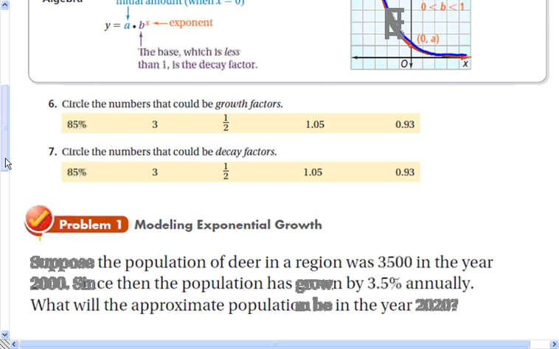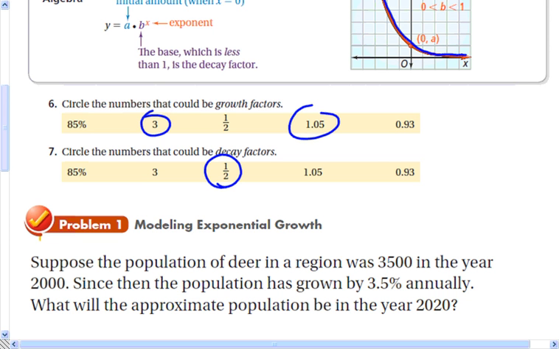All right? Growth factors are numbers you can multiply by that make the numbers keep going up. The numbers you would multiply by are numbers that are greater than 1. So growth factors, 3 could be a growth factor, 1.05 could be a growth factor. If you multiply by numbers that are less than 1, then the numbers are going to go down. Decay factors are numbers that you multiply by that will make the numbers get smaller, and that could be numbers like 1/2 and 0.93. You might think of 85% as a decay factor, because if you take 85% of something, it's always going to be less than what you started with.